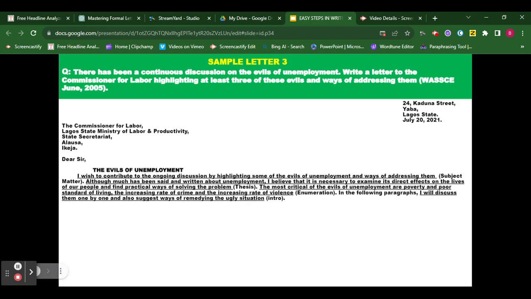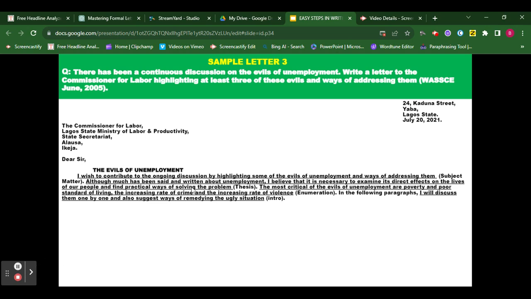Now, the first paragraph. I wish to contribute to the ongoing discussion by highlighting some of the evils of unemployment and ways of addressing them. This is the subject matter. I have included here the essential ingredients of the first paragraph.